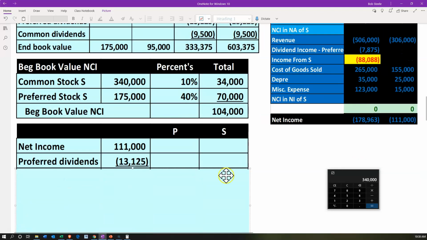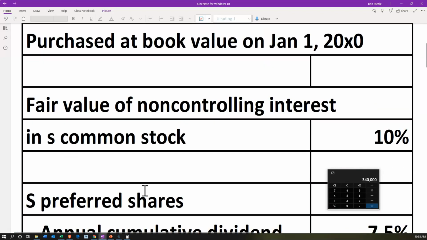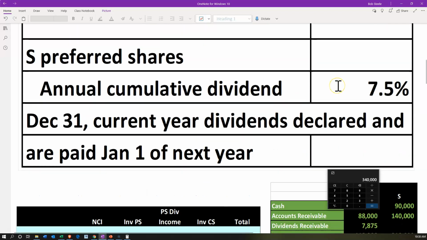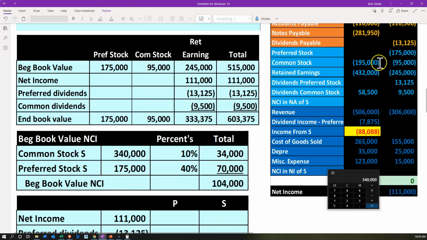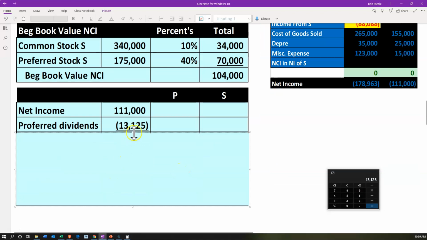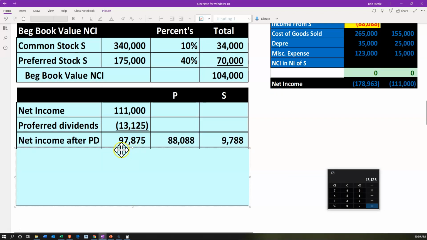If we remove that, and you can also calculate it, by the way, up top with the data, it's 7.5%. So if we say preferred stock is the 175,000 times 0.075, that's going to be the 13,125, which is what's given here as the preferred dividends. That's total, including all the dividends for preferred stock, both controlling and non-controlling. If we then subtract that out from the net income, here's the net income after the preferred dividends, and that's going to be the 97,875.